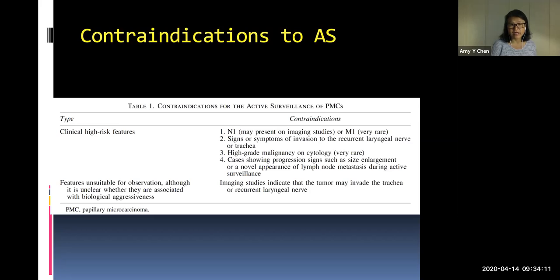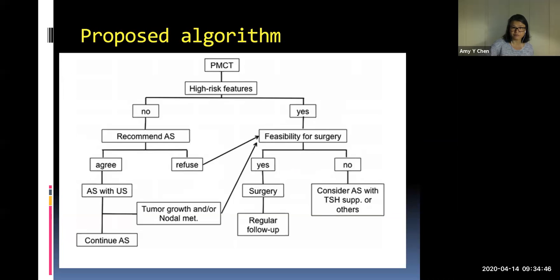If there are progressive signs such as size enlargement or development of lymph node metastasis, so that reminds me to inform all of you that when you're doing surveillance of these patients, it's not just important to look at the thyroid itself, you have to look at the lateral and central lymph nodes. And other contraindications for active surveillance are features that are unsuitable for observation. For example, if it looks like the tumor is very, very close to the trachea or the recurrent laryngeal nerve, perhaps you should not observe it, because once it breaks through or once it grows, there's not much room for it to go except into the trachea or the nerve.